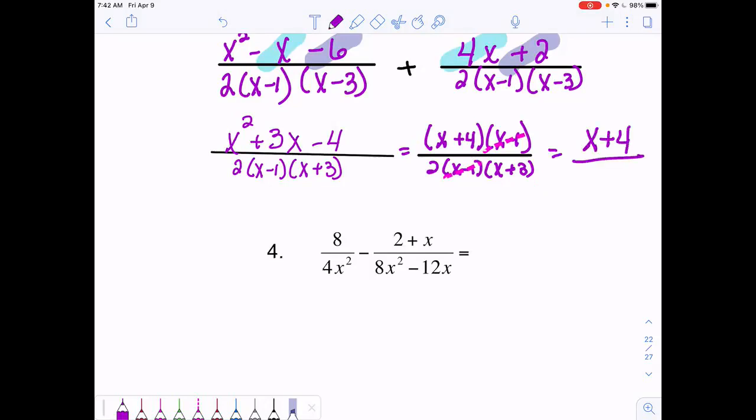So we only have an x plus 4 on the top, and then the 2 and x plus 3. And you can leave every denominator in factored form. Factored form is actually simplified. When things are factored, they're simplified. Questions on that one?